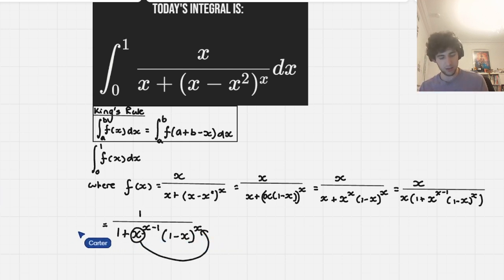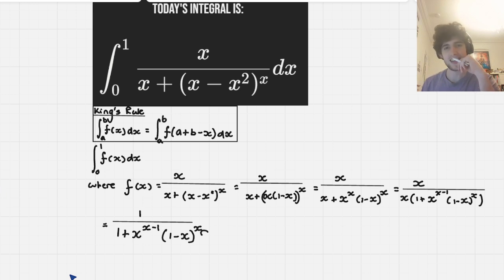Not only that, but I also have my x minus 1 here, and my 1 minus x here. So they're flipping, which is literally multiplied by minus 1: x minus 1 times minus 1 is just 1 minus x. And it's swapping positions as well. So I might want to think about that. That's actually what makes this problem good for King's rule, that symmetry. It's good to notice patterns like that.